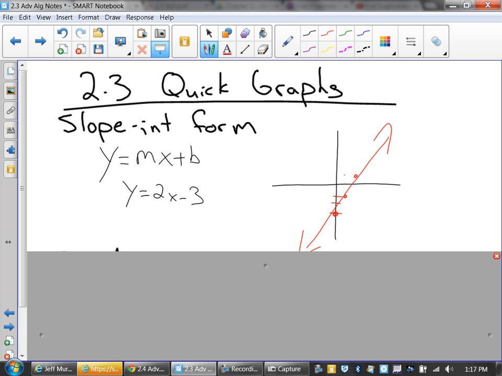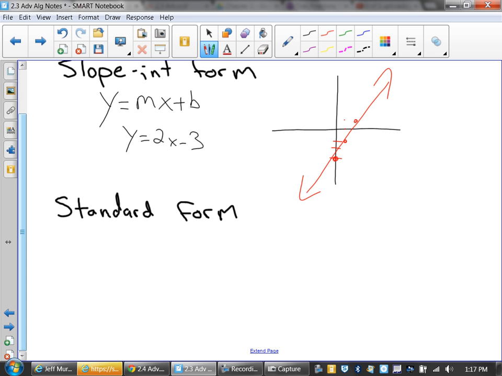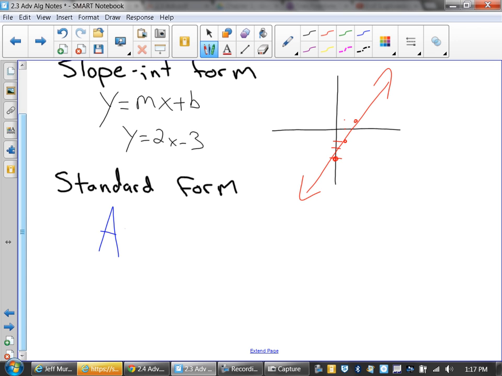The other method of graphing is one that you're going to find even easier. Do you guys remember what something's called standard form? Standard form was that form that nobody liked. Ax plus By equals C. Vaguely remember that now?